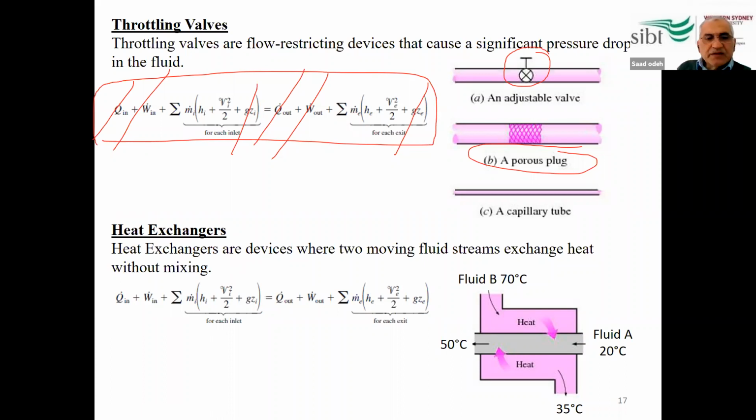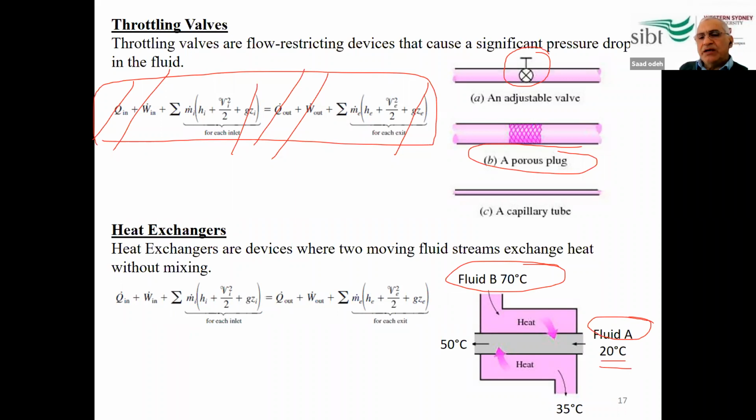Right. So go to the heat exchangers. Heat exchangers, as you know, are devices where we have two moving fluids. So we have two different fluids. For example, in this drawing, we have fluid B and fluid A. Fluid B enters with high temperature. Fluid A enters with lower temperature. So you can see here, fluid A enters at 20 Celsius. Fluid B enters at a temperature of 70 Celsius. So fluid B is at a higher temperature than fluid A.